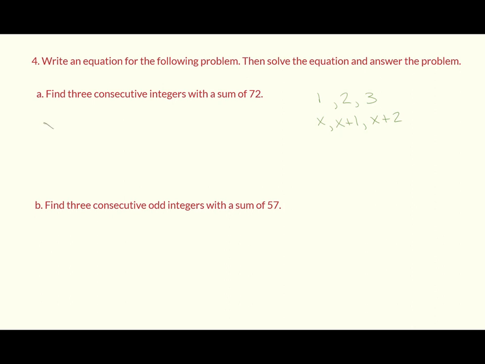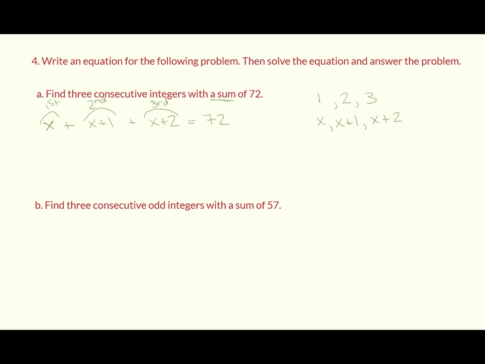So my first integer is x. It says sum, so I'm going to add these together. My second integer is x plus 1. And my third integer is x plus 2. All of those give me a sum of 72. So this is my first. That's my second. And this is my third integer in a row. Okay, so those equal 72.